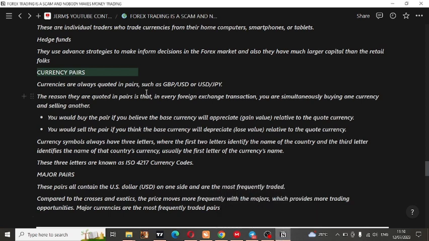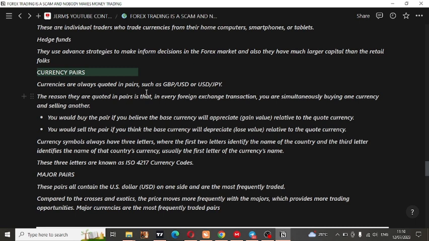So in today's video, we are talking about currency pairs. Currencies are always quoted in pairs, such as GBP/USD or USD/JPY. Just like we said from the fundamentals, you cannot trade one currency alone. That's what forex, foreign exchange, is. We are always exchanging one currency for another, so there's no way you'll be able to trade one single currency. Let's get into today's video.